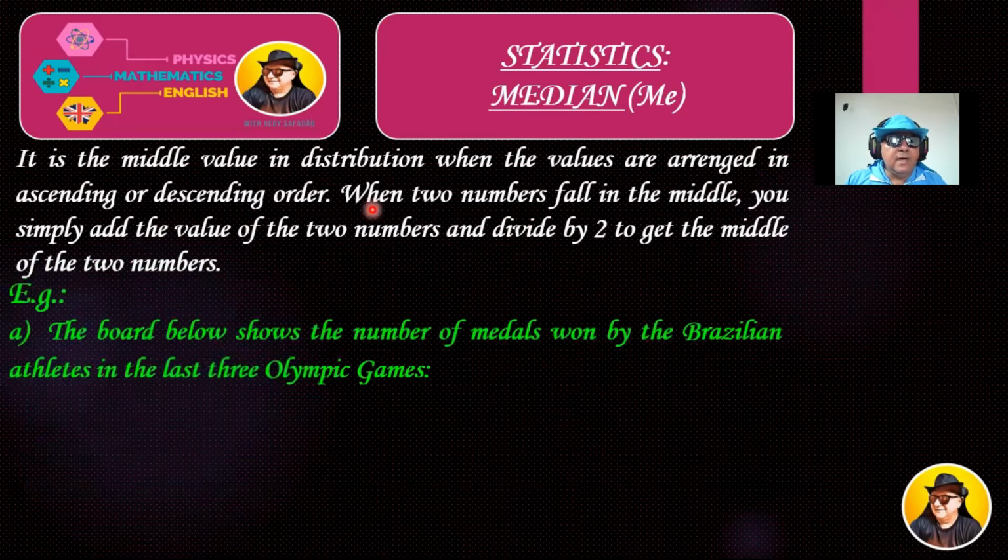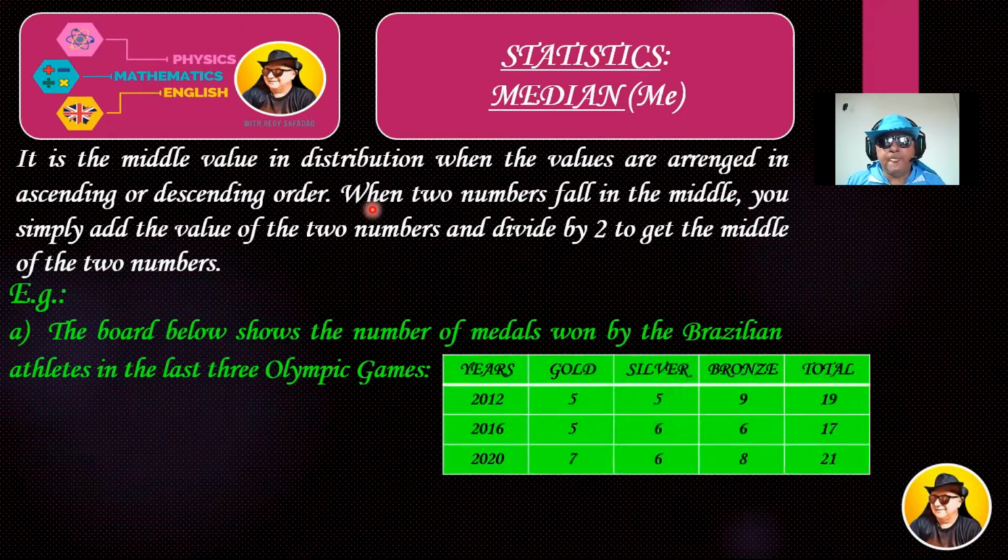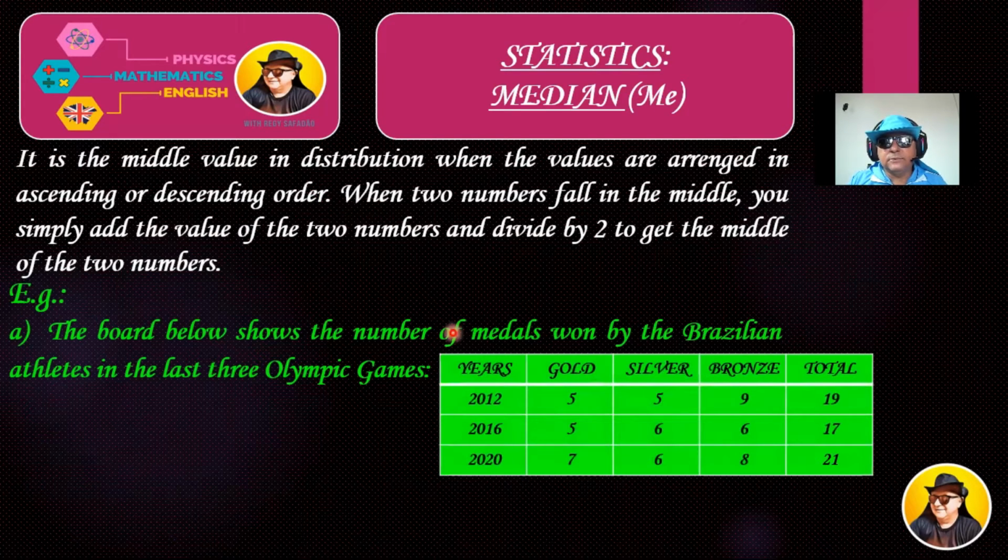So example A: the board below shows the number of medals won by the Brazilian athletes in the last 3 Olympic Games. The years are 2012, 2016, and 2020. The total of medals in 2012 is 19. In 2016 it is 17. And in 2020 it is 21, okay? So pay attention that here you have 1, 2, and 3 values.